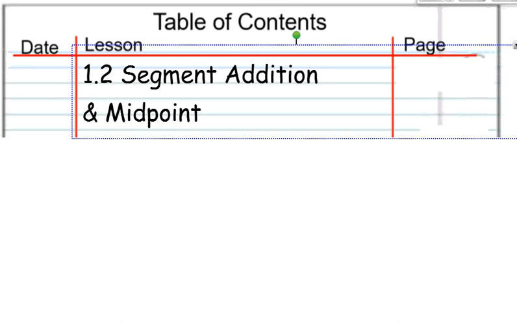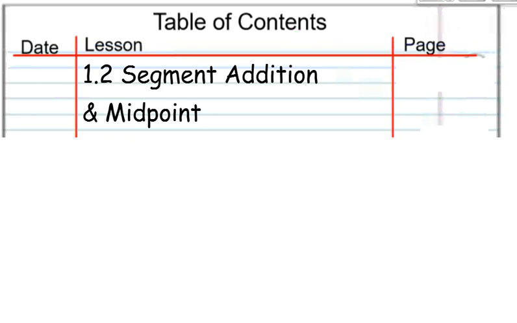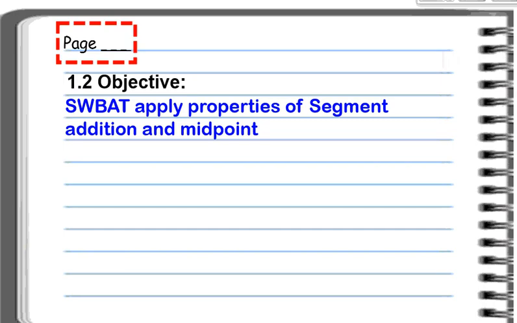Okay, skip those. Okay, you're on your table of contents. This is lesson 1.2, segment addition and midpoint. So pause the video, please complete your table of contents. On your next page in your notebook, this is lesson 1.2, your objective is SWABAT, which means student will be able to apply properties of segment addition and midpoint. So pause, make a note of it in your notebook before you move on.